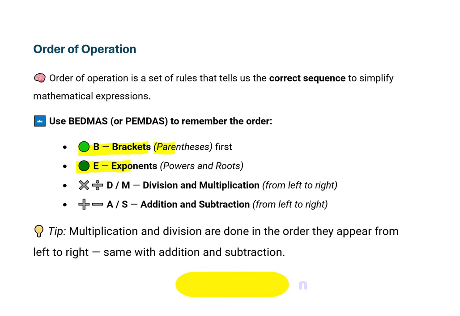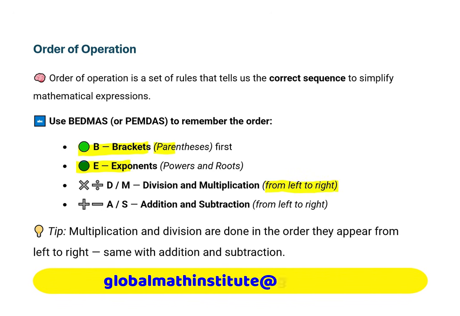Multiplication and division are treated the same. So the order is not multiply and then divide, or divide and then multiply. You have to go from left to right. And once you have done the brackets, exponents, multiplication, and division, then it's the turn for performing addition or subtraction. We treat addition and subtraction also the same, and you have to perform them from left to right.